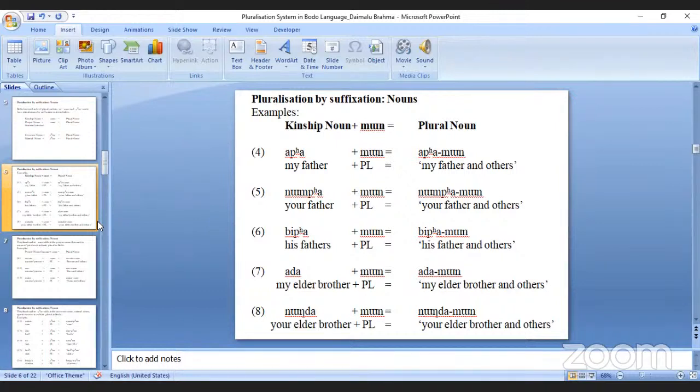We have to look deeply. Can I add something? Yes. This also has its equivalent very close to Garo. We'll say apamang. If you say apamang reba, it means my father and others came. In other words, his friends or his family members, those who used to be with him. So it includes them. And amamang, my mother and others.